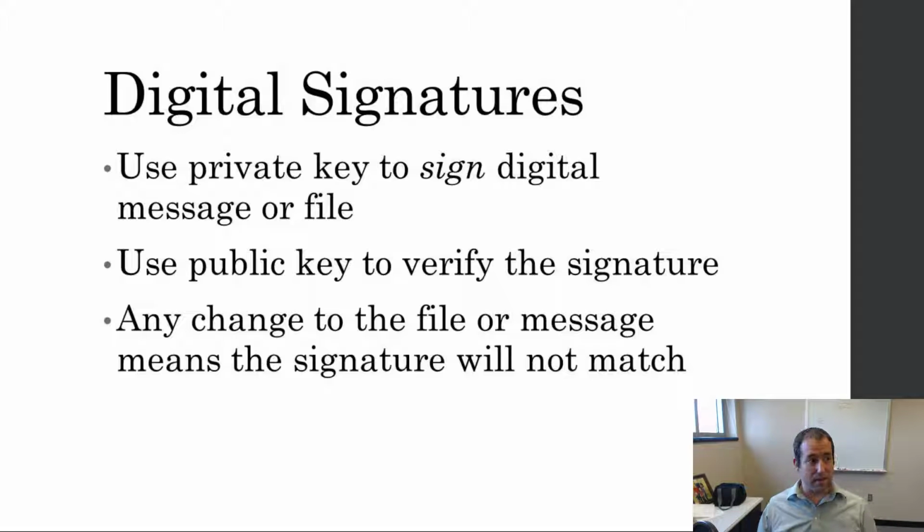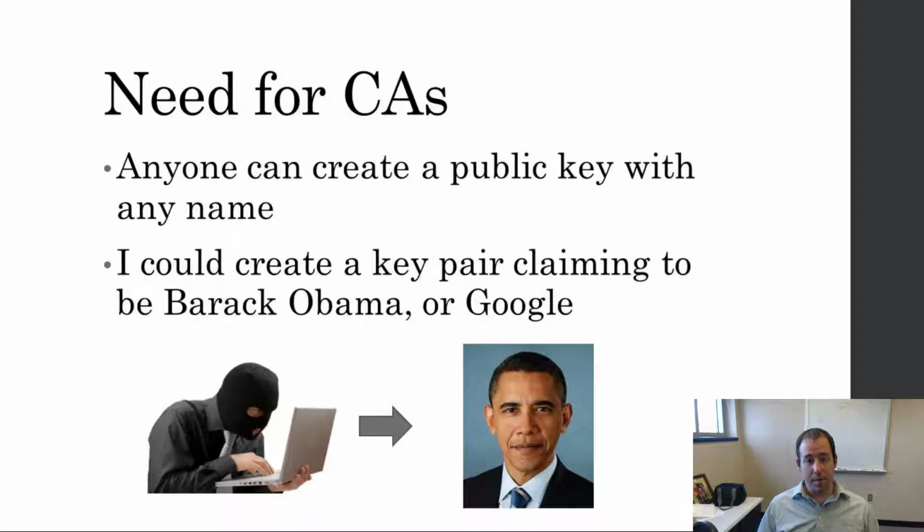The problem is anybody can create a public key for anybody. I've created one for me that says Ryan, that has my email address associated with it. But I could also create one that says Barack Obama, that has his email address, or that has my email address and his name. There's nothing in the creation process of a public key and a private key that requires me to verify who I am. So anybody could create a key pair claiming to be Barack Obama.